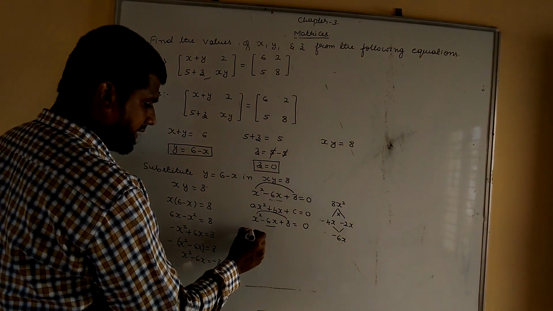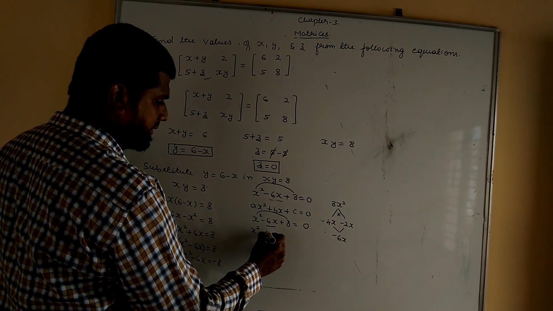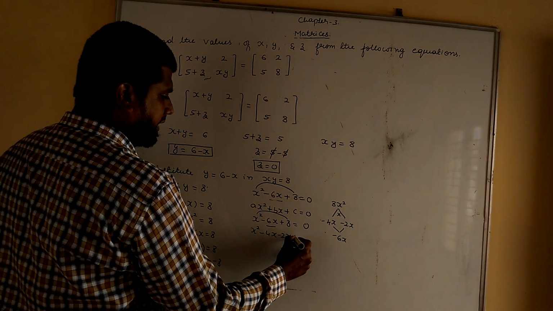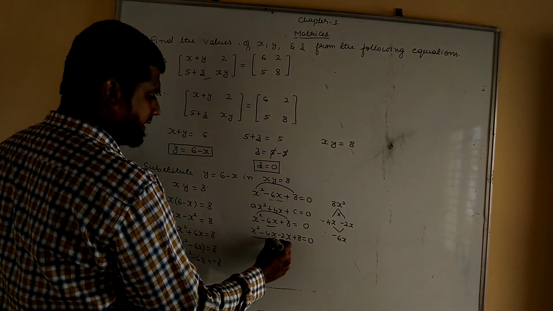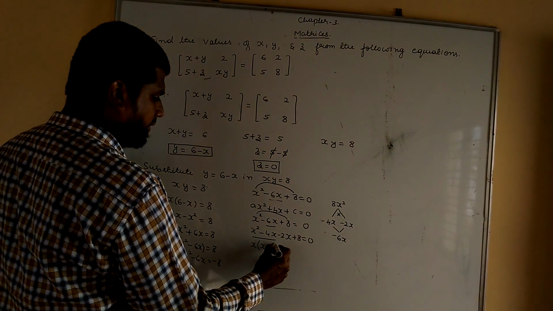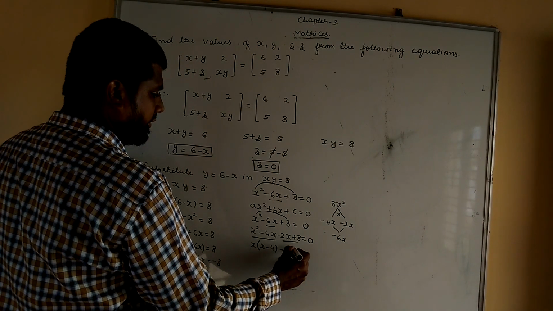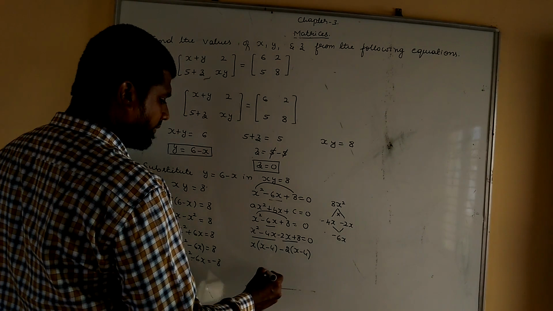So let us write the first term x square. In the place of middle term, let us write minus 4x minus 2x. Then we have to write the 8 as same, that is equal to 0. So x square minus 4x, in this take the common as an x. If you remove x common, x minus 4. In this you can remove the common as minus 2. If you remove the common minus 2, you will get x minus 4.